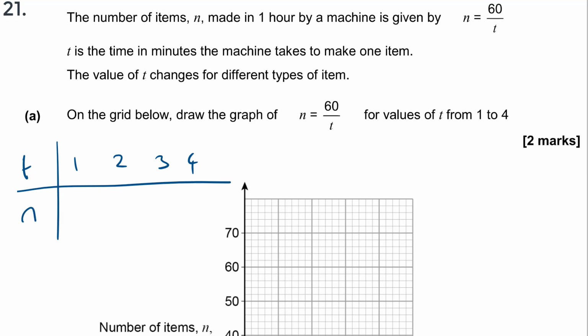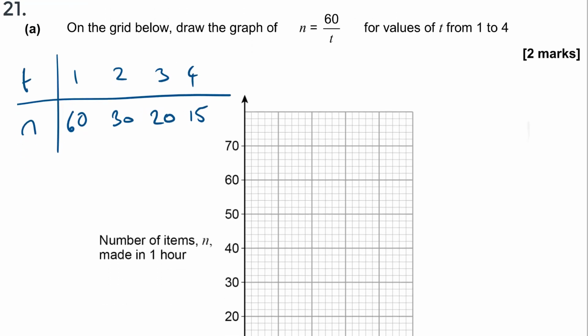Okay, now note that t can't be 0 because then you'll have division by 0, which is a bit of a no-no. So let's start with t is equal to 1, n is equal to 60 divided by t. 60 divided by 1 is 60. If t is 2, then 60 divided by 2 is 30. We're halving each time, aren't we? So t is 3, 60 divided by 3 is 20, and t is 4, 60 divided by 4 is 15.